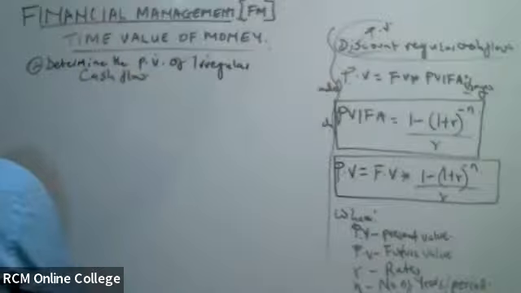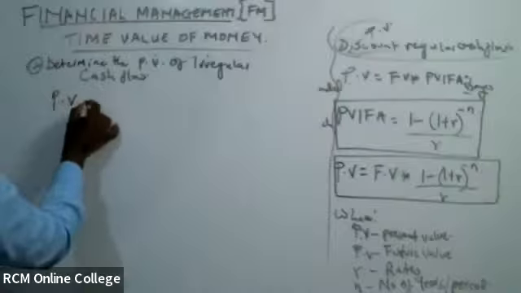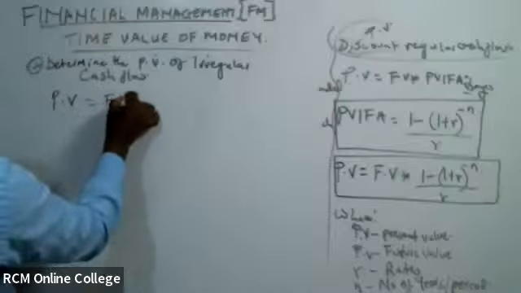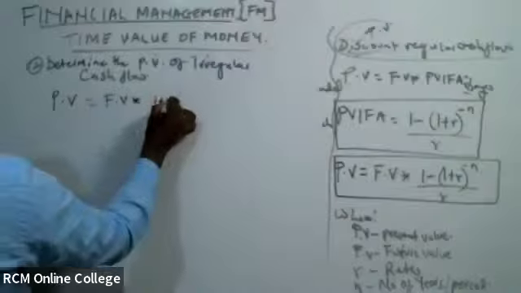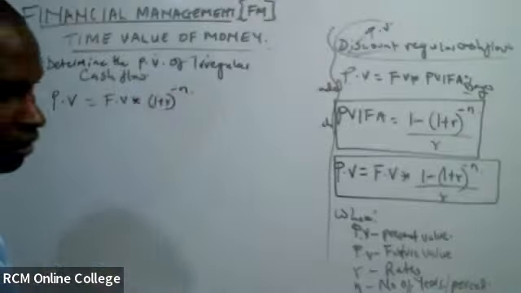To determine the present value of irregular cash flow, here's the formula. Present value of irregular cash flow will be given by the future value times 1 plus R raised to -n. Enough is enough.